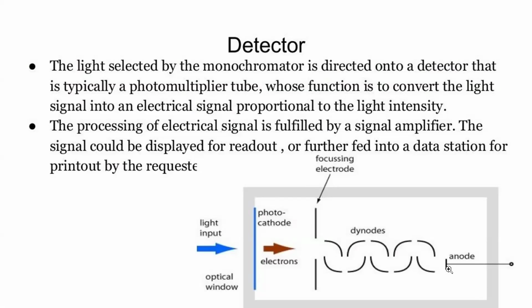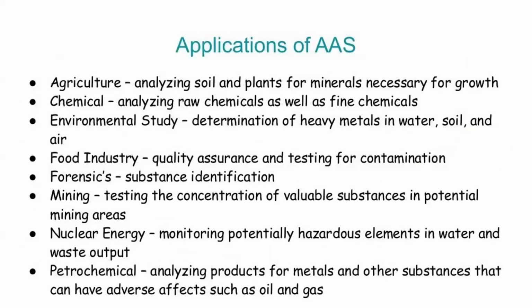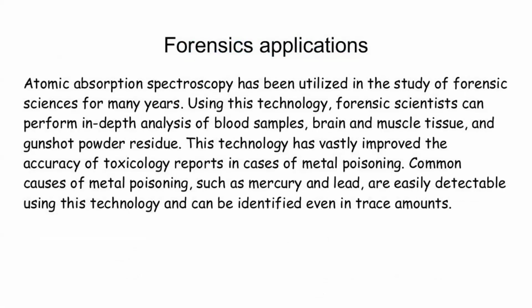Applications. Data analysis and applications of atomic absorption spectroscopy. Atomic absorption spectroscopy is used in agriculture for analyzing soil samples and also chemical analysis, and environmental studies, like water that contains traces of lead and mercury as impurities. The trace amounts of lead and mercury can be analyzed by atomic absorption spectroscopy, and in the food industry also atomic absorption spectroscopy is used.